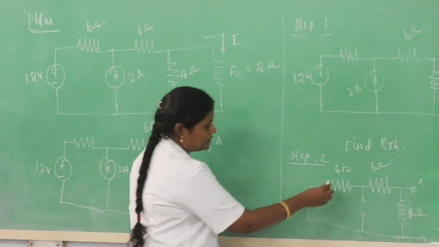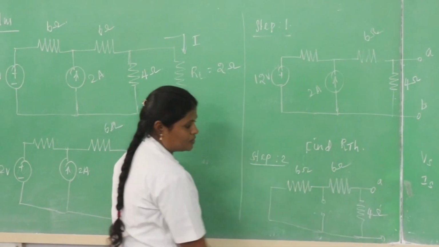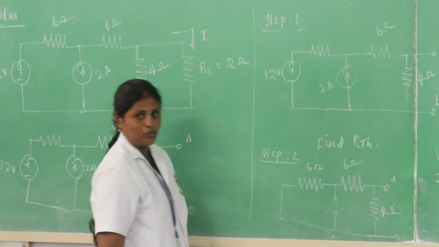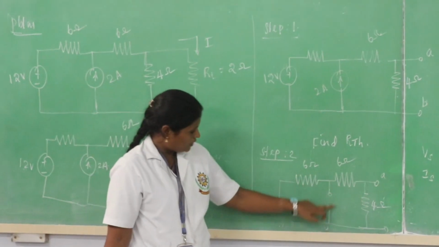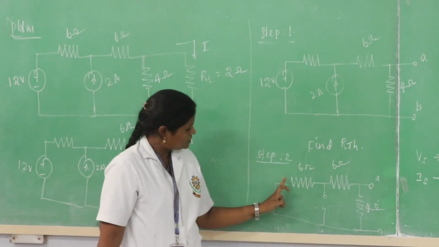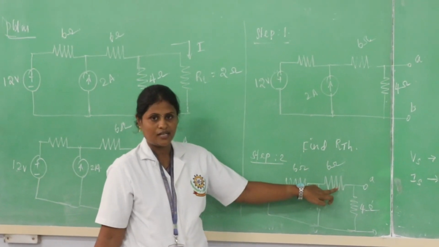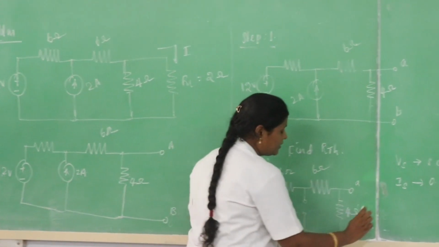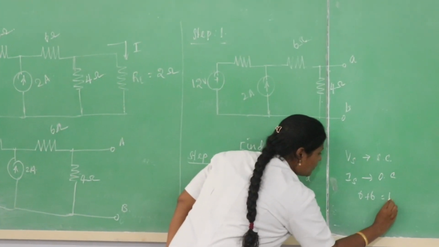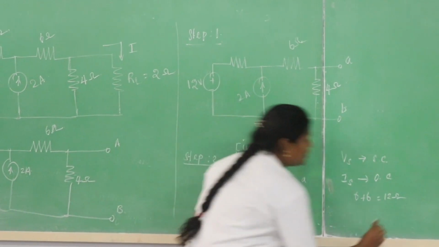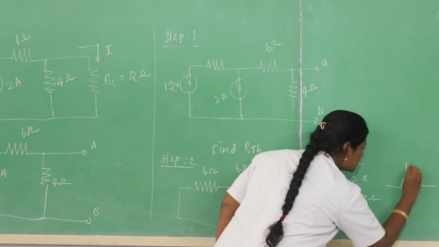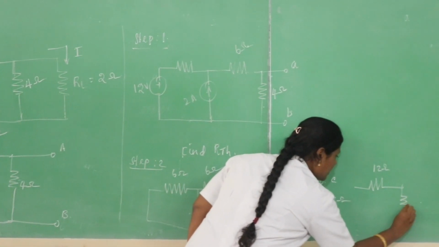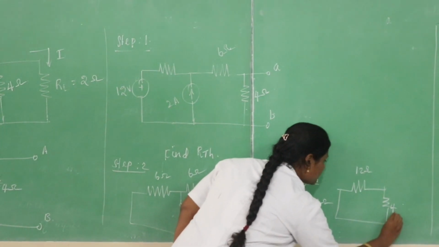This is a 6 ohm resistance, here is also a 6 ohm resistance, and this is a 4 ohm resistance. When the current source is open circuited, these two resistances are in series combination. At that time we get 6 plus 6, which is equal to 12 ohm. You can redraw the circuit, that is a 12 ohm resistance in parallel with 4 ohm.